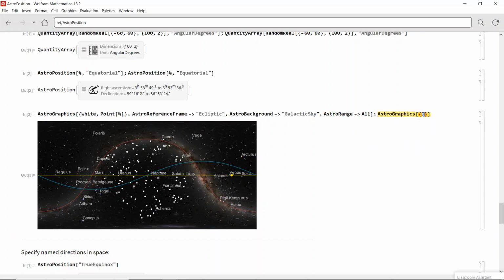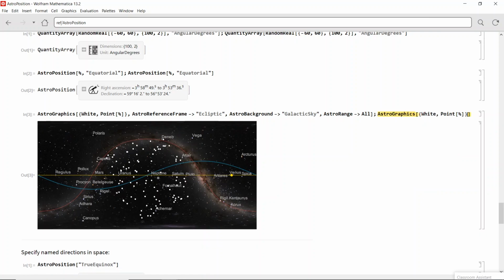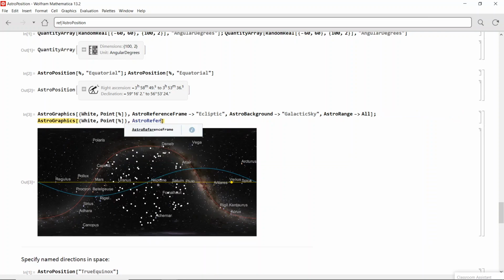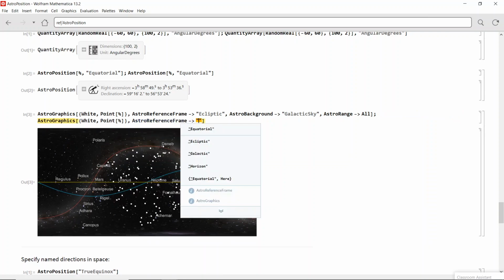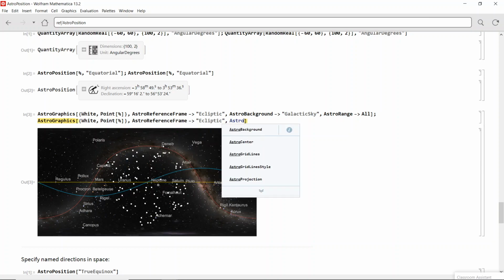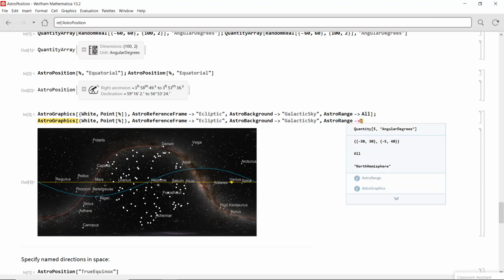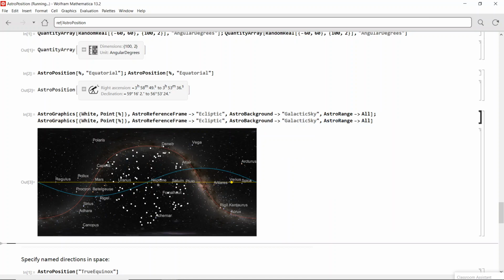AstroGraphics, white point percent, AstroReferenceFrame, ecliptic, AstroBackground, galactic sky, AstroRange, all.